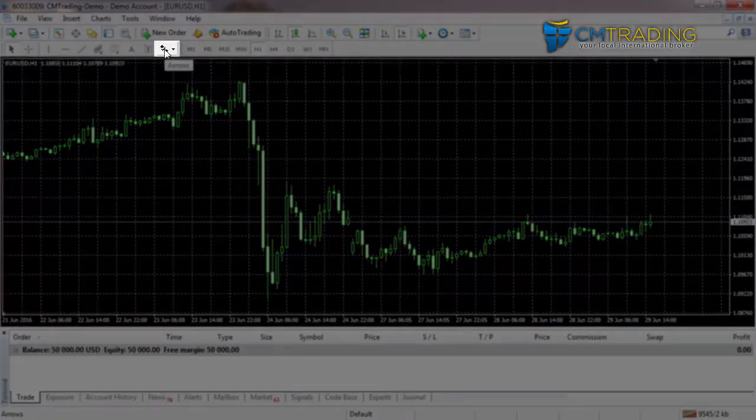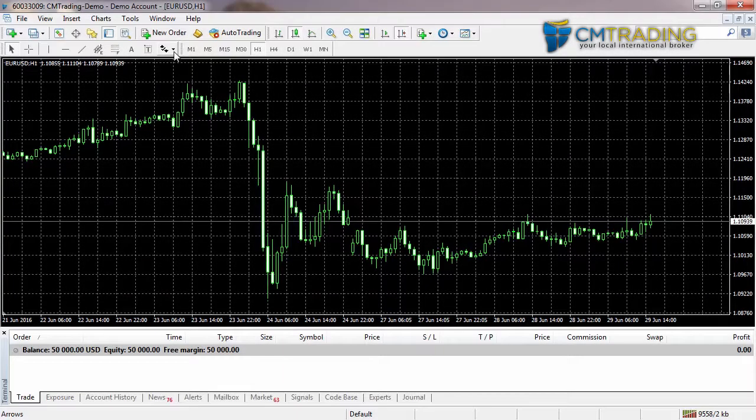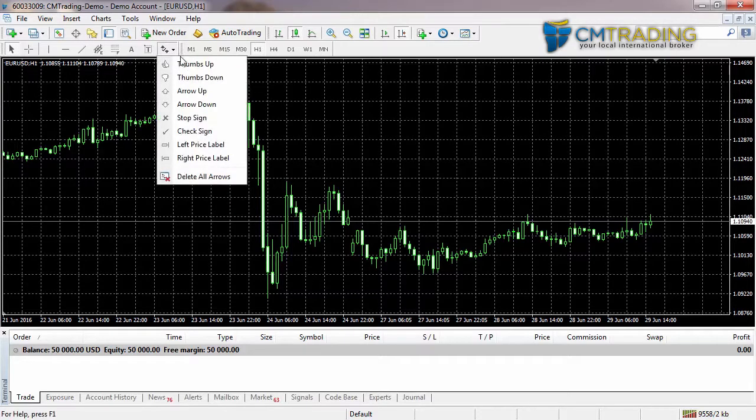These options across here, these arrows, are quite useful. I use them quite a lot when I'm making notes, especially during backtesting. If you select the arrow option, you'll have these thumbs up, thumbs down. That's nice for putting down when you've got a winning trade or a losing trade. Arrow up, arrow down, stop sign, check sign, and then these ones, which I find are very important.